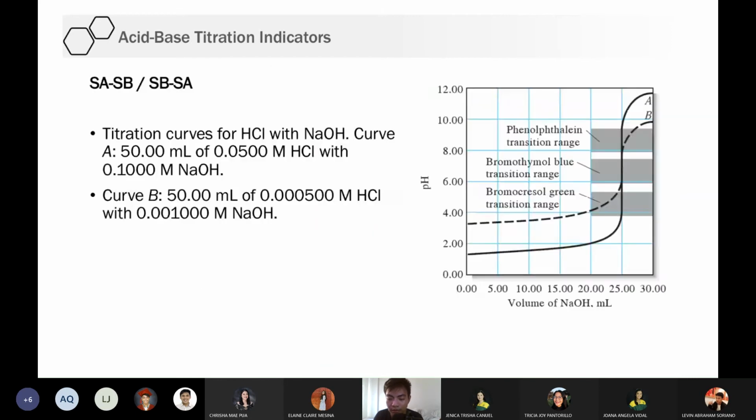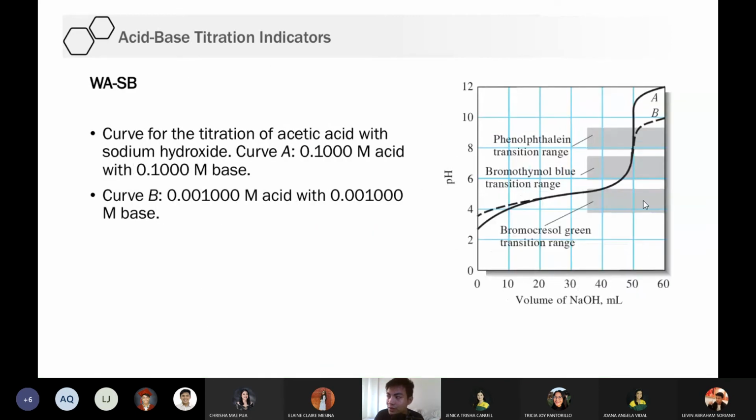4 to 6 nga, okay? So 4 to 6 yon, which is acidic. That means hindi mo makikita yung endpoint for weak acid, strong base. Okay? Take note of that. Kapag basic ang transition, no? Pag basic yung endpoint, hindi mo pwede gamitin yung acidic indicators.